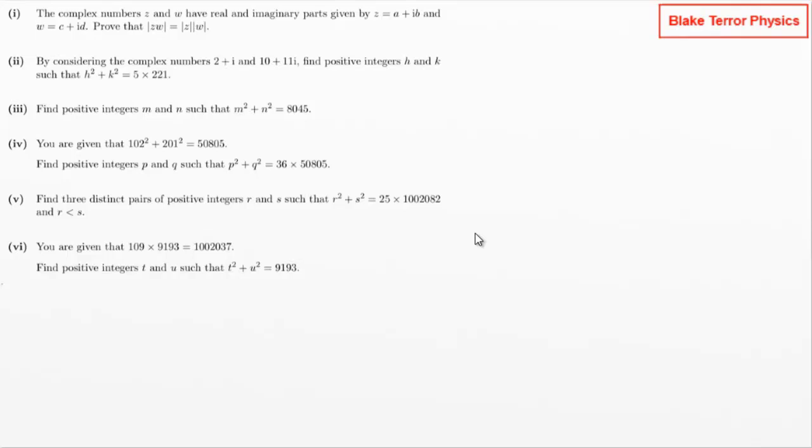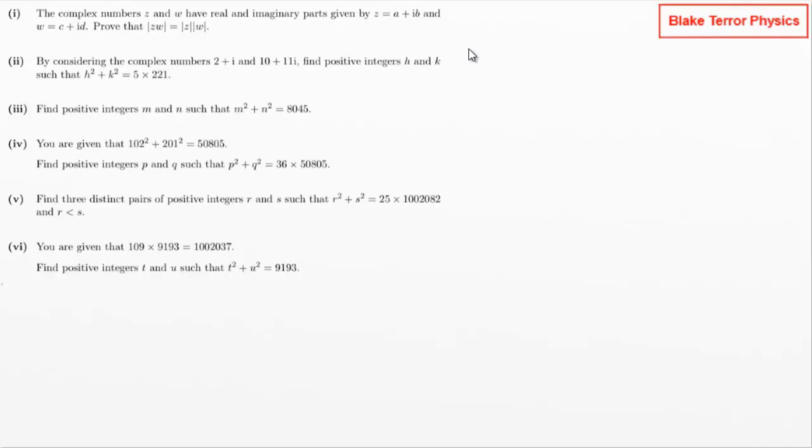Hello, this is question 7 from the Step 2 paper from 2023. 6 parts to this question, complex numbers, okie dokie. So complex numbers Z and W have real and imaginary parts given by Z is A plus iB and W is C plus iD. Prove that the modulus of ZW is equal to mod Z mod W. Okay, right, so this should be fine, shouldn't it?